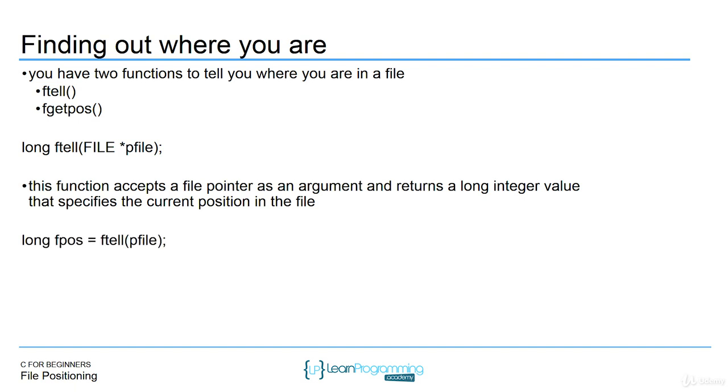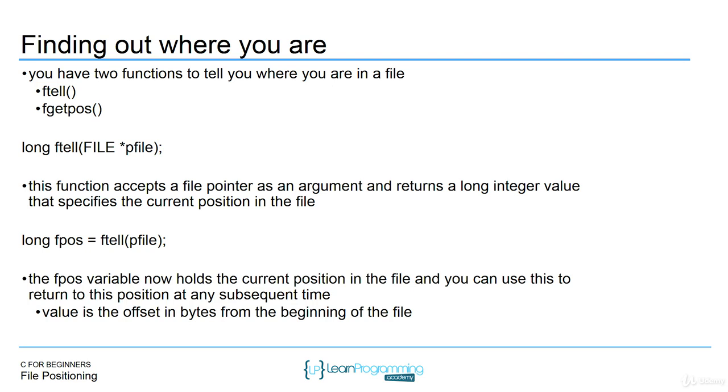You can use it by creating a variable, in this case fPos, which is what's going to get returned, and then passing in that file pointer and calling ftell. The fPosition variable now holds the current position in the file, and you can use it to return to the position at any subsequent time. This is the way you can get the position of the current pointer, where you're pointing to. The value is the offset in bytes from the beginning of the file.